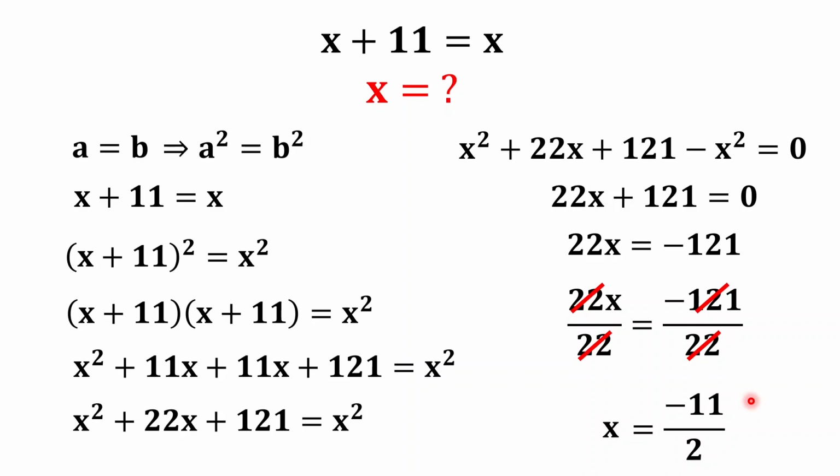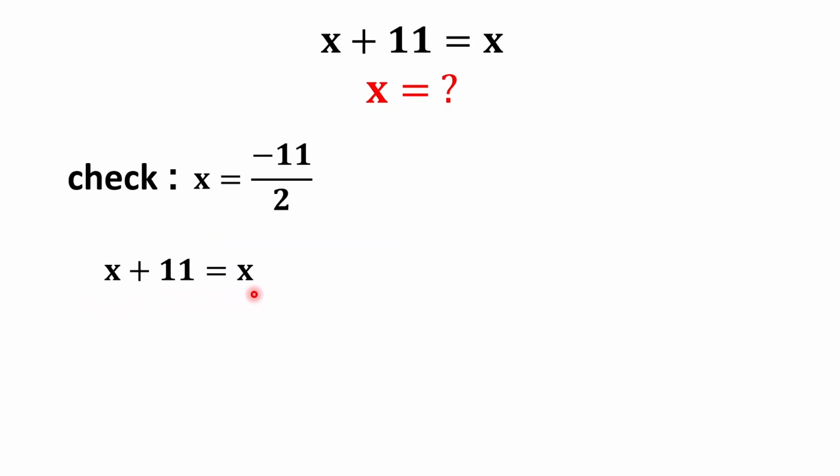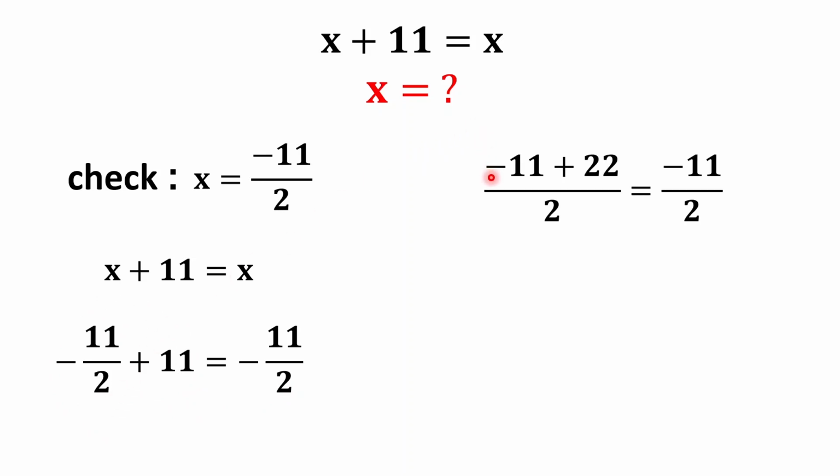But is it right? Is it valid? Let's find out. To check, let's substitute our solution into our original equation. Our original equation is x plus 11 is equal to x. Substituting this, we get negative 11 over 2 plus 11 is equal to negative 11 over 2. Now let's add this using the common denominator method. We get negative 11 plus 22 over 2. Negative 11 plus 22 gives us positive 11.